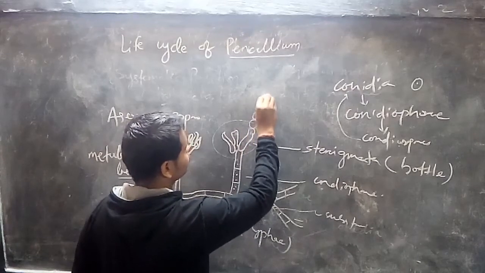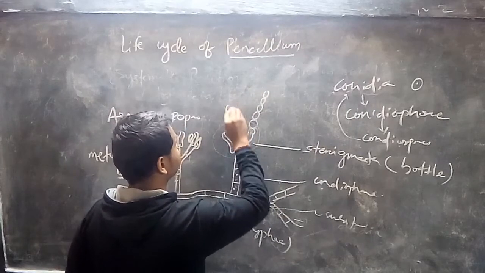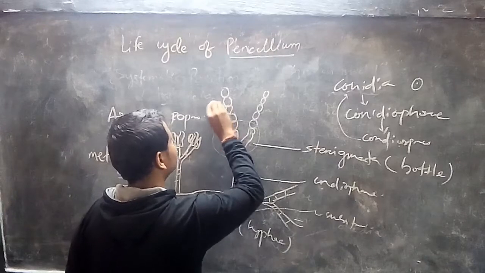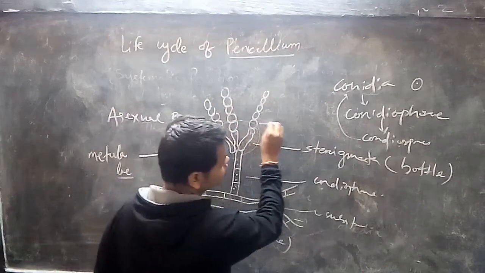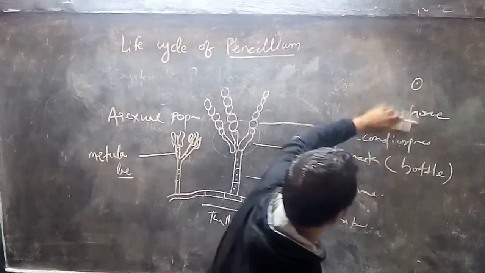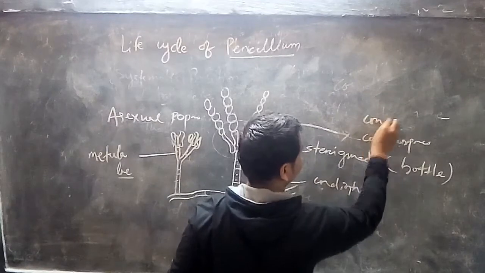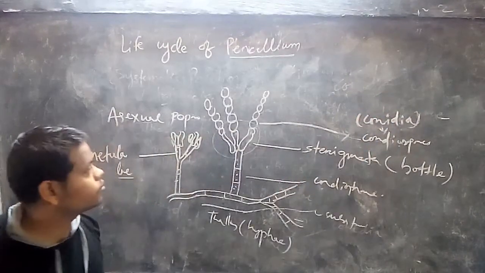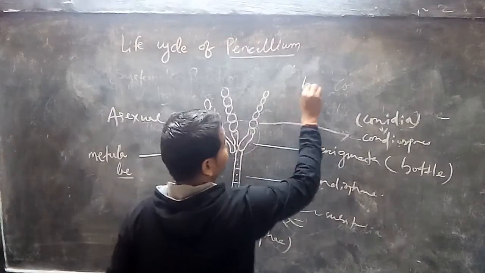Then from these sterigmata, conidia are produced. These conidia are produced in a basipetal manner. These are the conidia or conidiospores. These conidiospores are also called conidia. C-O-N-I-D-I-A. Conidia. Okay. These are formed in a basipetal manner.